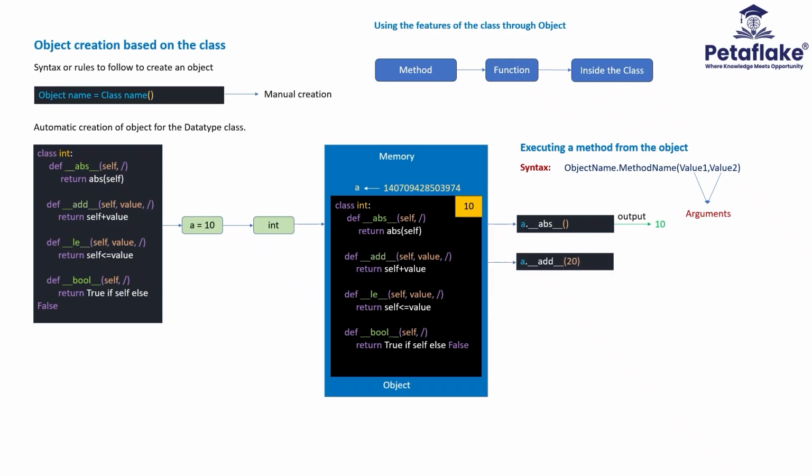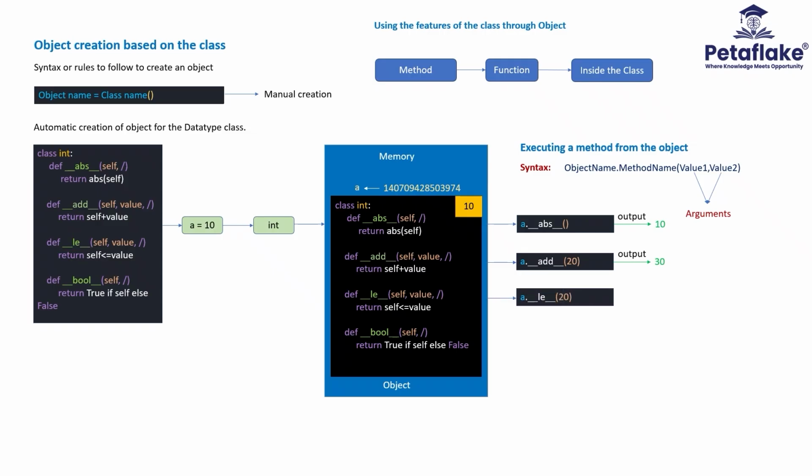The add method is designed to take a number as argument from the user, and the given argument value will be added to the object's value and return the sum of both the numbers. Now we are passing 20 as value to the add method. The object value is 10 and the argument value is 20. The sum of both the numbers is 30.